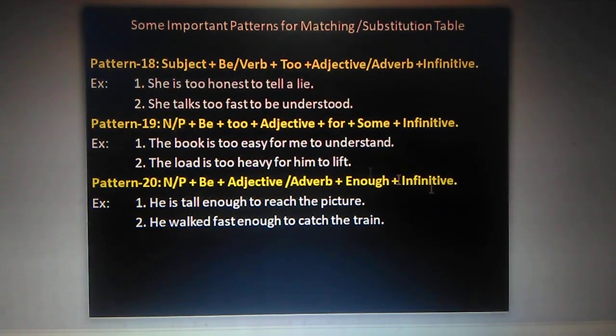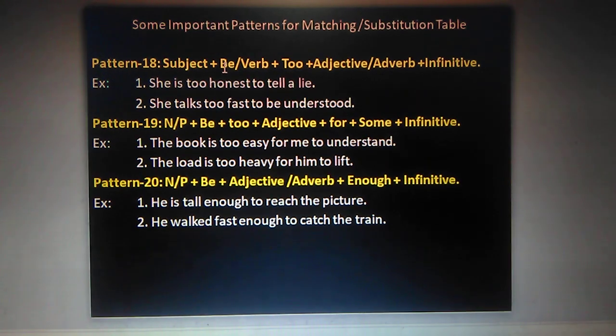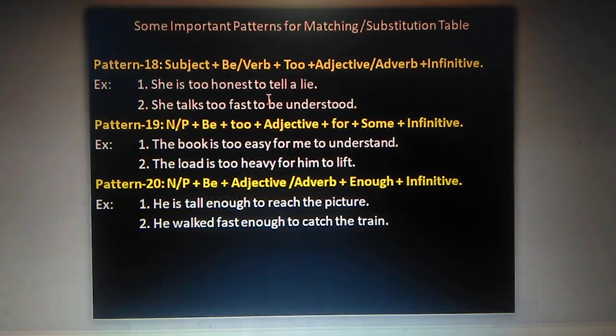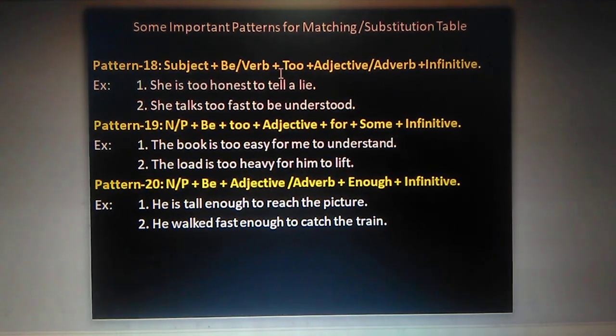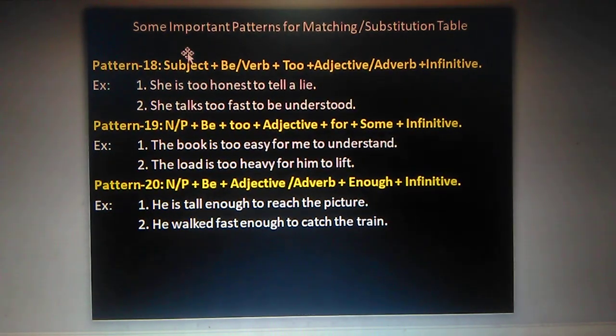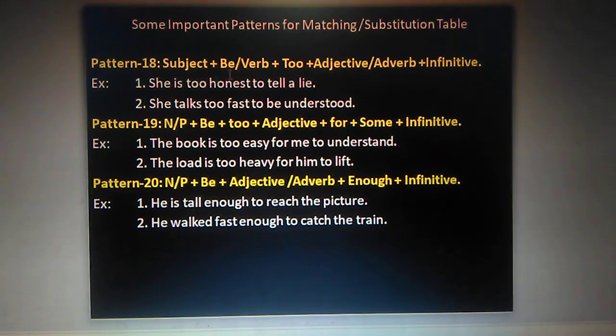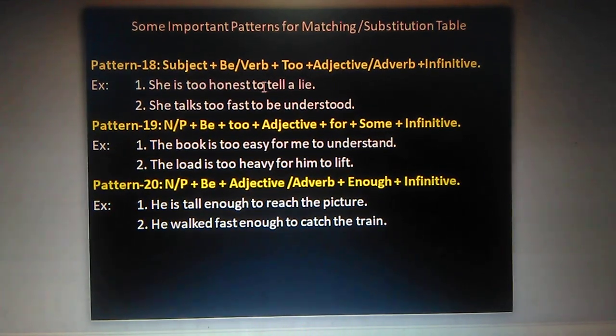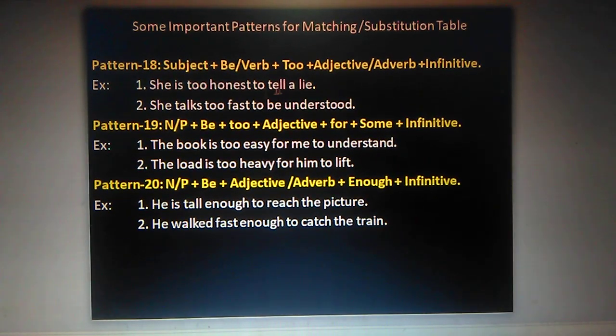Now let's go for pattern 18. Subject plus be plus adjective or adverb plus infinitive. She is, subject is 'she', then be verb is 'is'. Too, then 'honest' is adjective. 'To tell a lie', this is the infinitive.